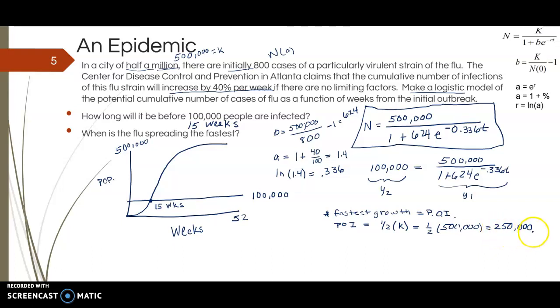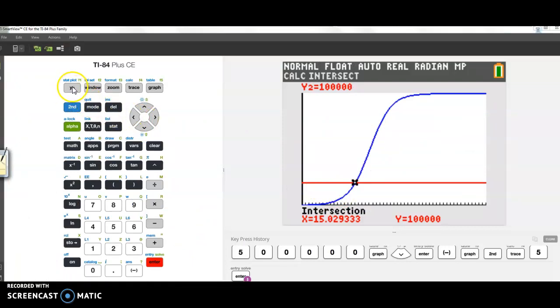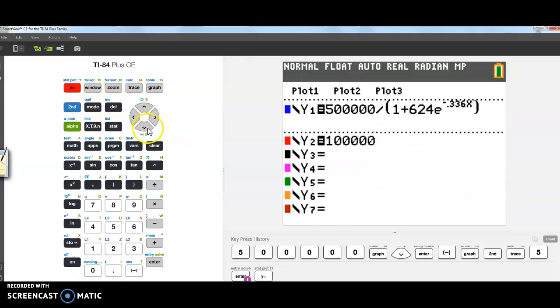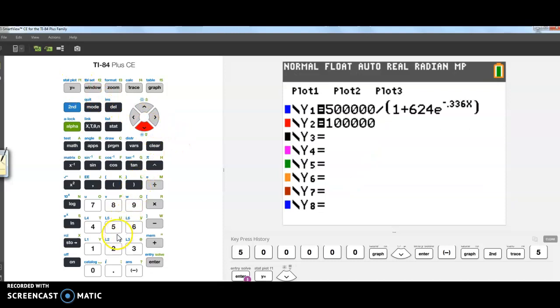From there, I'm going to solve much in the same way that I solved the previous problem. This 250,000 is a population, an n, and so it would go into my formula for n, which means it's going to go into my calculator for y2. So I'll go back to my calculator. I'm going to go into my y equals, and I'm only going to change my y2. So I'll change this to 250,000 and hit graph.